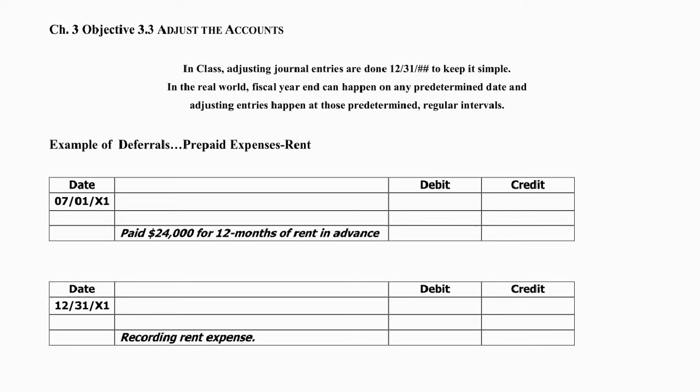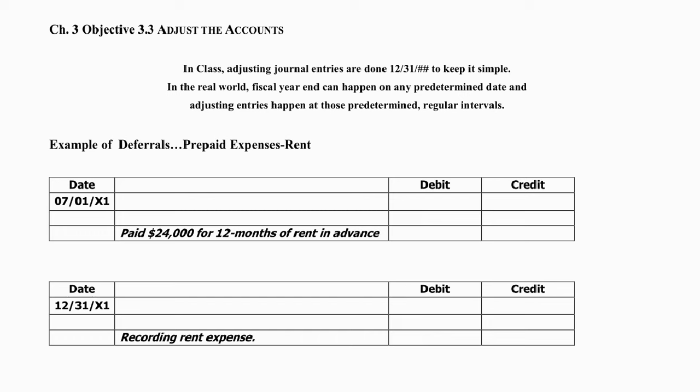So we're continuing with objective 3.3 and adjusting the accounts. We talked about it conceptually. We discussed deferrals, accruals, and depreciation. So we're going to actually do some examples of adjusting journal entries. And the first thing you'll notice, especially after finishing chapter 2, is it just looks like the journal. And it is just the journal because it's a journal entry, just a different motivation. We're doing adjustments here. Okay.